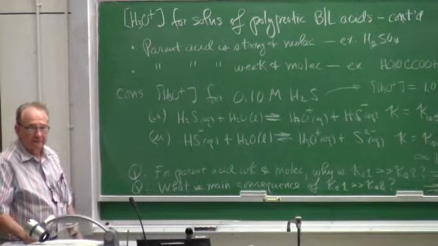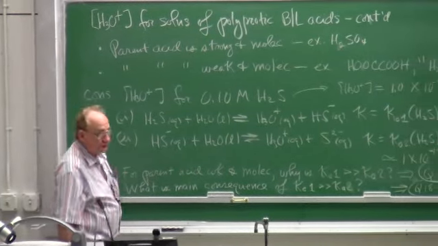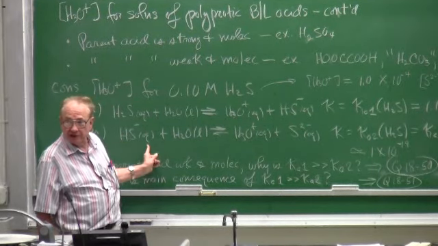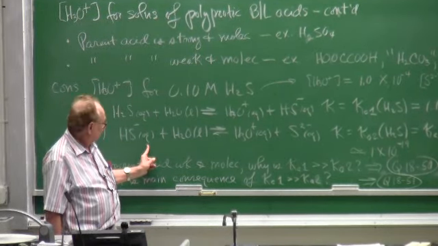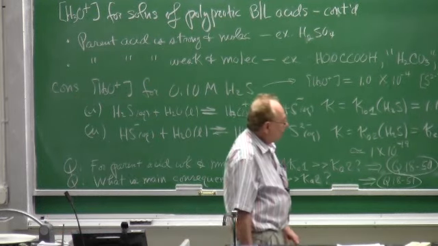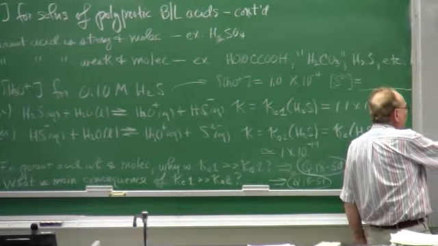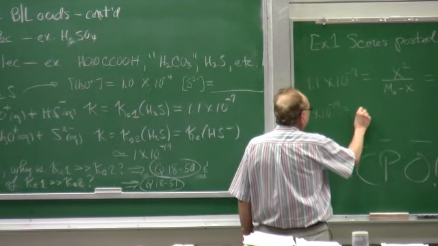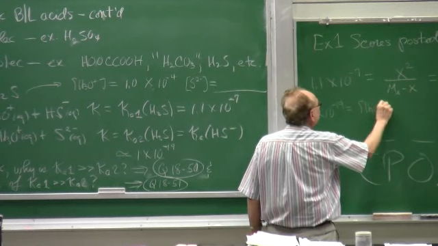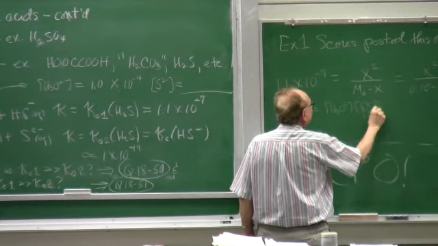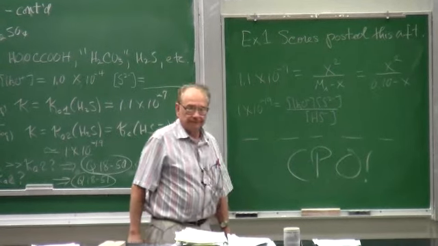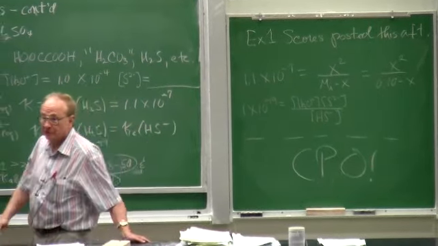Let this stuff talk to you. As this talks to you, it tells you the only source of sulfide ion in the system is this second ionization reaction, right? Okay? So let's go over here and write 1 times 10 to minus 19 equals that. Okay so far? Because that's nothing but the equilibrium constant for this reaction.